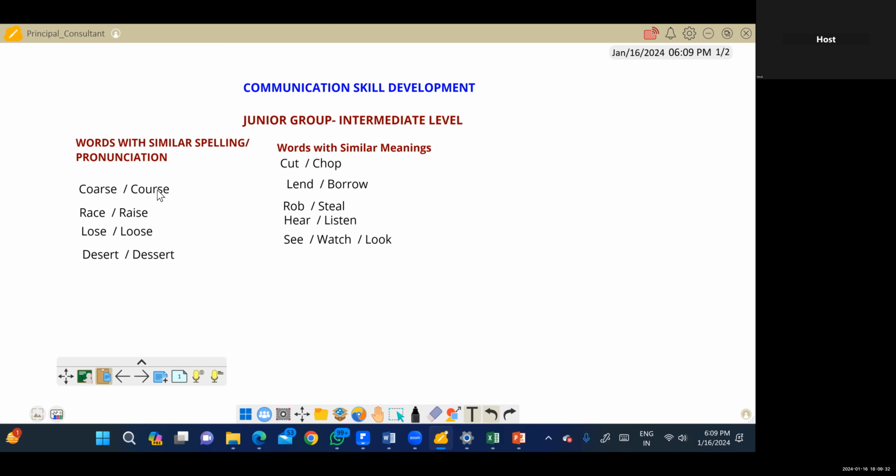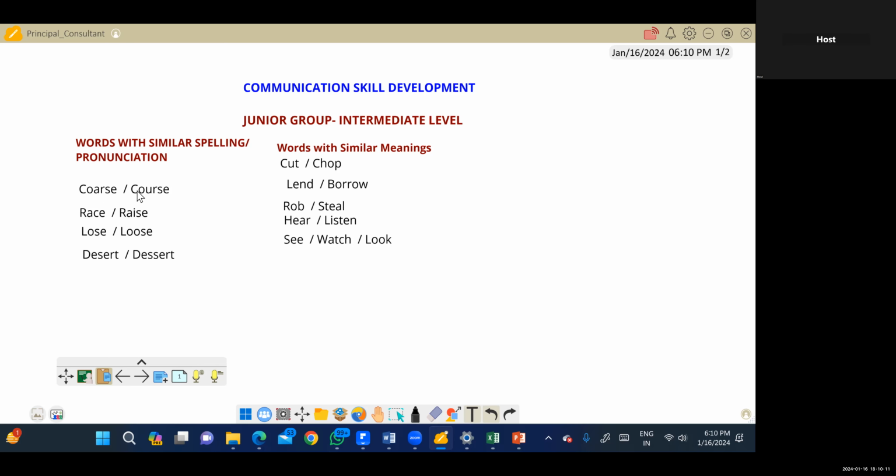What is this course? You know that you're going through a course, right? You're learning a course, right? A program. Something from which you learn. I'm doing a computer course. Something that which you learn is called course. Yes. And the first one, course, what is this course? Rough. It is a surface. It may be rough.